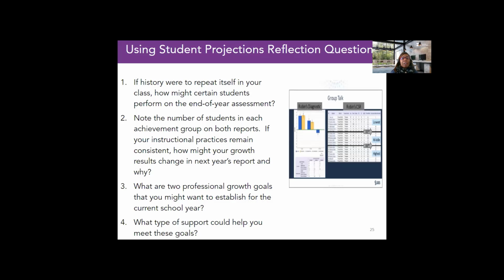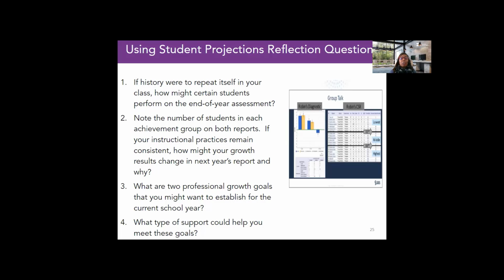If history were to repeat itself in your class, how might certain students perform on the end of year assessments? So choosing a kid from the lowest, the middle, and the high group is kind of seeing, if I continue to do what I'm doing, how will Tamara perform on the end of year assessment, right? Note the number of students in each achievement group on both reports. So how many kids did I have last year in the high group? How many kids do I have currently projected in the high group? And thinking about, if my instructional practices remain the same, how will my growth results change in next year's report?